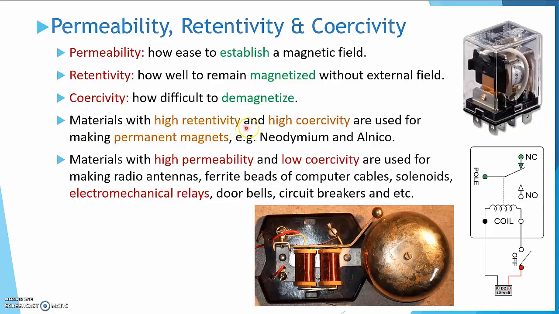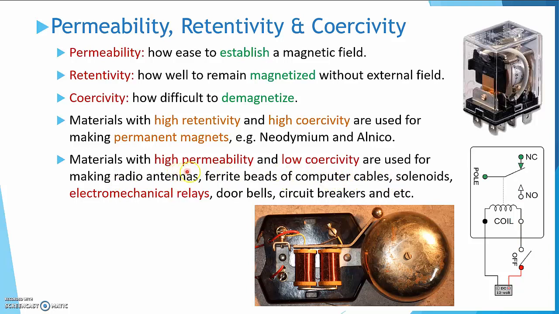Materials with high retentivity and high coercivity are used for making permanent magnets, such as neodymium and Alnico magnets. They are strong magnets. We discussed them in Part A. Materials with high permeability and low coercivity are used for making radio antennas and ferrite beads of computer cables. These two applications have been discussed in Part A.